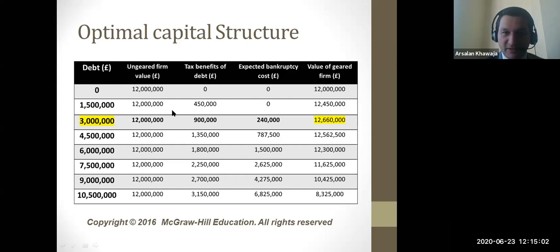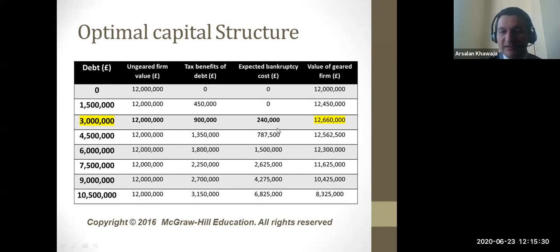Now let's assume you said that no, 1.5 million pounds was insufficient. Let's take some more debt. Let's move to 3 million pounds. In this case, 30% of 3 million means you were able to save 900,000 pounds, but now you are incurring a bankruptcy cost, because the level of debt is increasing. This is 240,000 pounds.